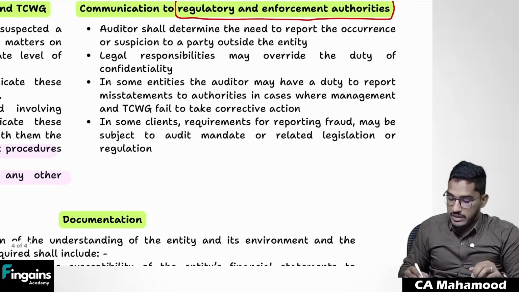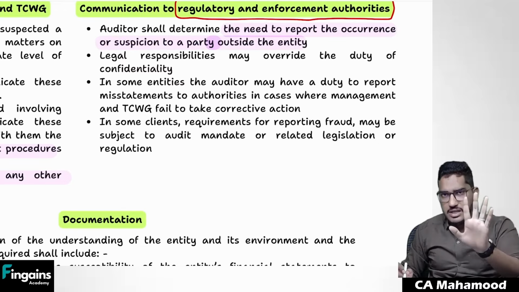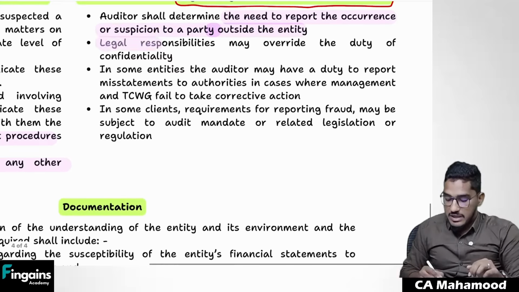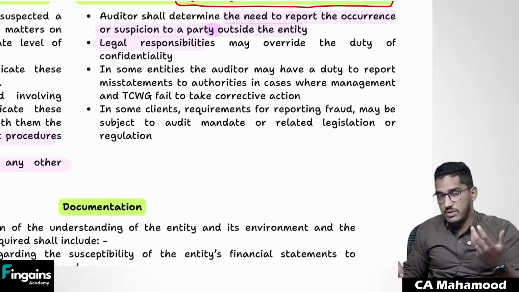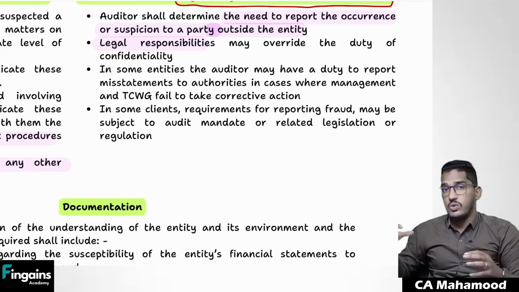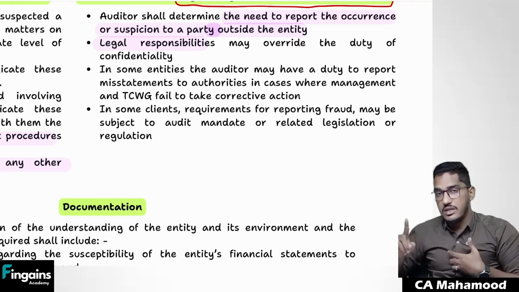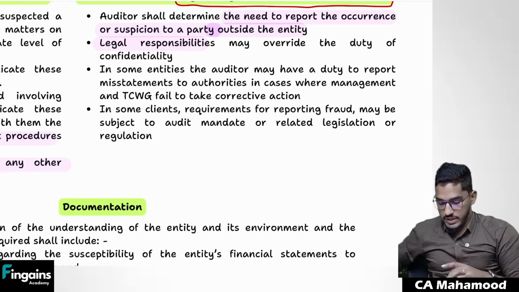The auditor shall determine the need to report the occurrence or suspicion of fraud to a party outside of the entity. Determine whether there is any requirement. Sometimes legal responsibilities will be there, which will override the confidentiality. For example, if the Banking Regulation Act says that if you find any fraud in the course of audit, communicate to RBI, you cannot say, no, I have to maintain confidentiality, I will not communicate with the RBI.